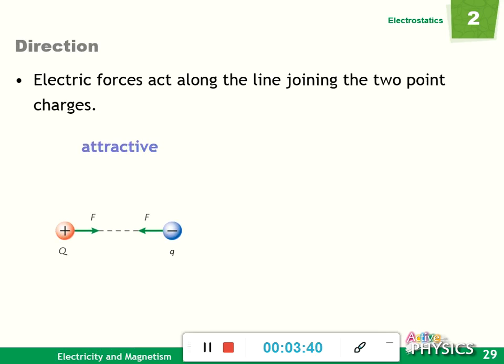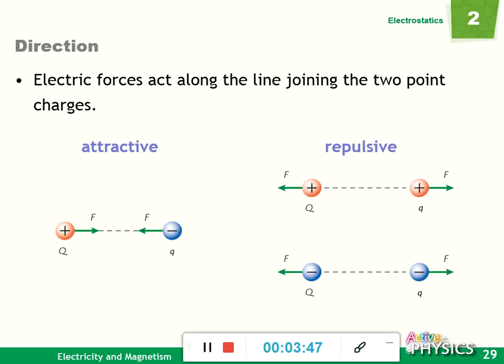And how about the direction? If it is like that, positive and negative, we say it is an attractive force. The other way round will be a repulsive force.